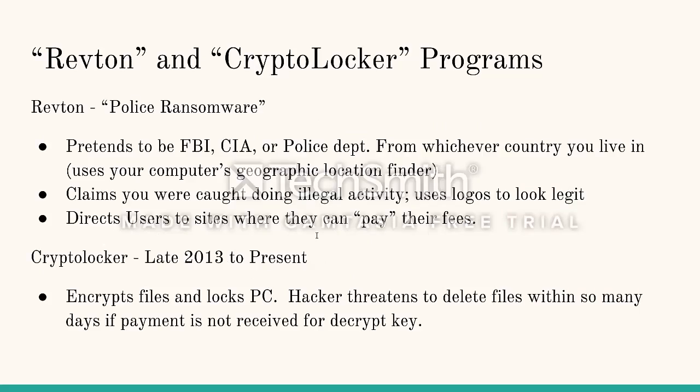Okay, so the more advanced versions of these ransomware programs were found in Revton and CryptoLocker, what they're called. So what does Revton do? Well, they call this police ransomware. In other words, it pretends that it's the FBI, the CIA, or a police department. So if you're in France, it's the French police department, or the Japanese police department, whichever country you live in. So basically, it uses the GPS locator on your computer, or where you're getting a connection to the internet, and then it puts the appropriate picture up there for whatever police force is in your country.